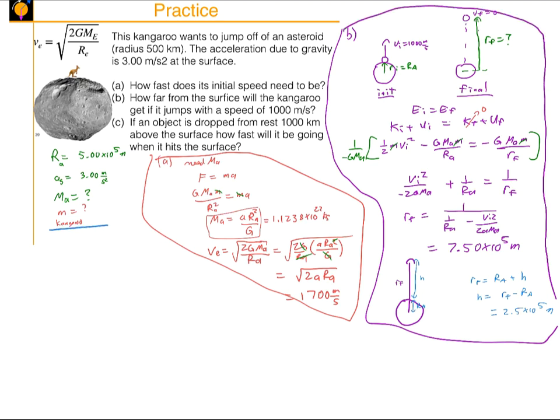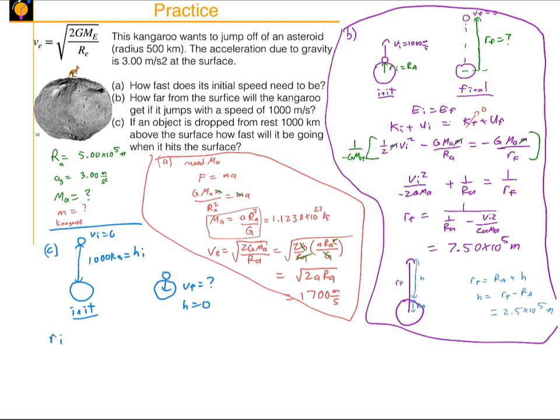But now we're saying it starts off here at rest, and it's 1,000 kilometers above. We'll call that its initial height, h initial. How fast will it be going when it hits the surface? As we let it go, it'll start moving downwards, and when it reaches here, what is going to be its final velocity? Its final height will be zero.